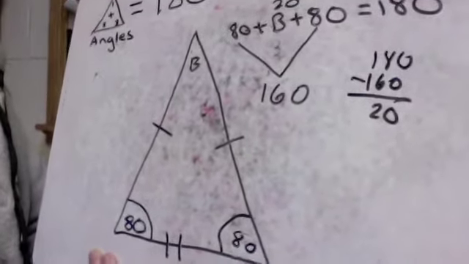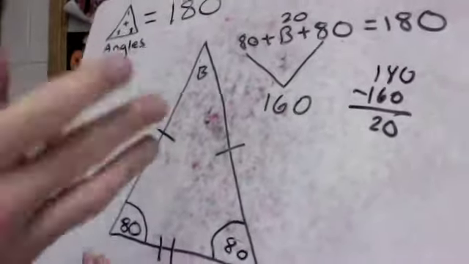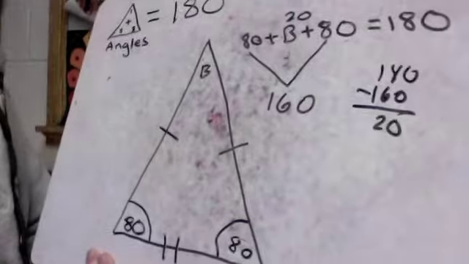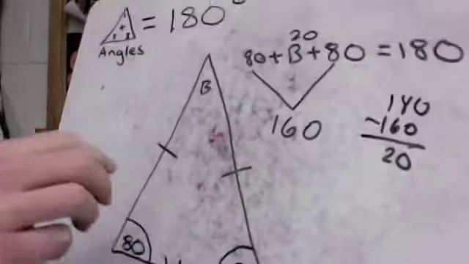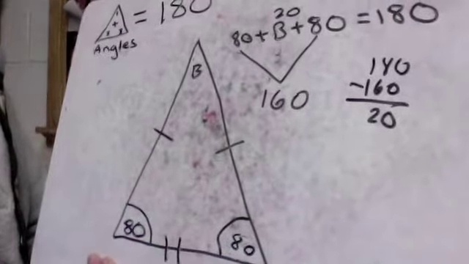Your knowledge of these different kinds of triangles is very important because sometimes they're not going to tell you what the other ones are. They might just give you one. But this is by far enough information to figure it out.